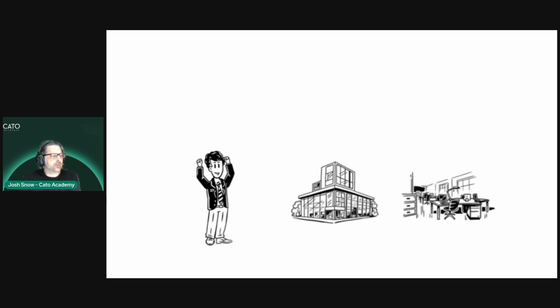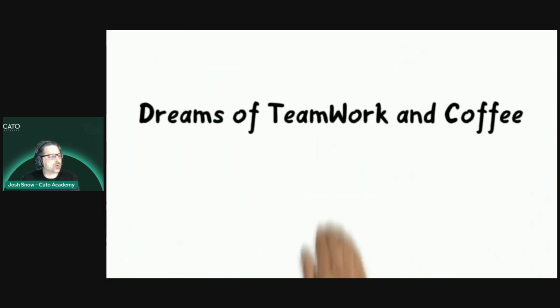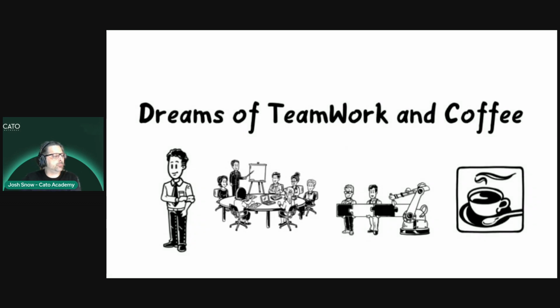Right, so let's get started with our old friend Laggy Larry. Laggy Larry's super excited. He's going to the office. He's gonna meet some coworkers. He's got dreams of teamwork and coffee. He wants to get some productivity done. He wants to meet some people.